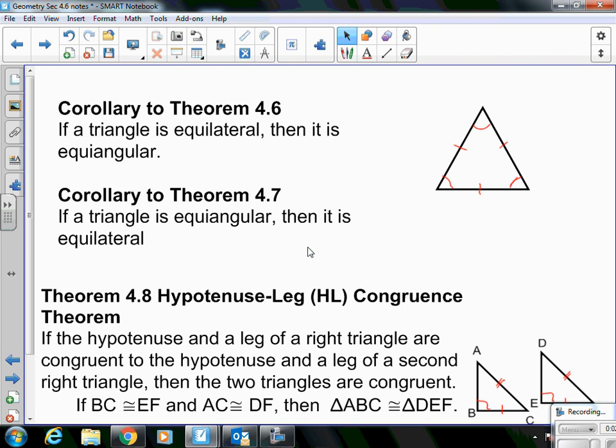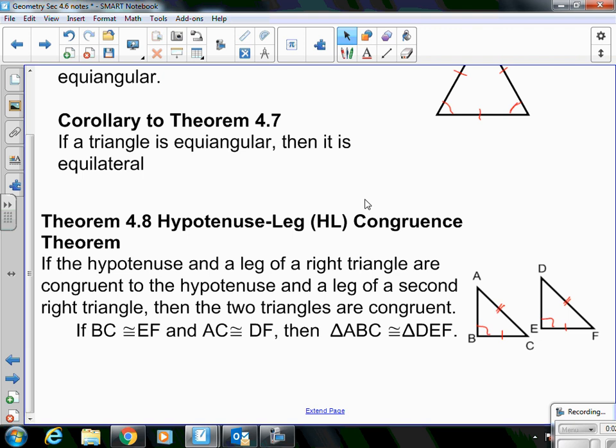So basically what we get from this is if we've got two or more congruent angles, then we've got two or more congruent sides. Right? So we got three congruent angles, we got three congruent sides. Two congruent angles, we got two congruent sides. So forth and so on.